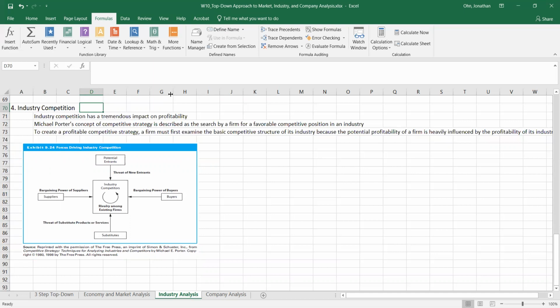So think about a company that is located in a certain specific industry. For the company to become profitable, competitive and successful, they have to first figure out the competitive position or condition of that industry. And then based on that, the identification of their competitive position, they have to create their own profitable competitive strategy. Right? So to create a profitable competitive strategy, a firm must first examine the basic competitive structure of its industry, because the potential profitability of the firm is heavily influenced by the profitability of its industry. Okay. All right.